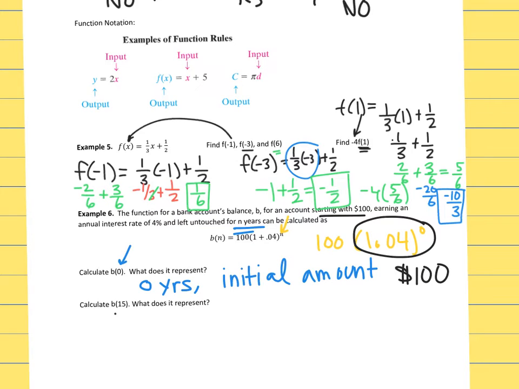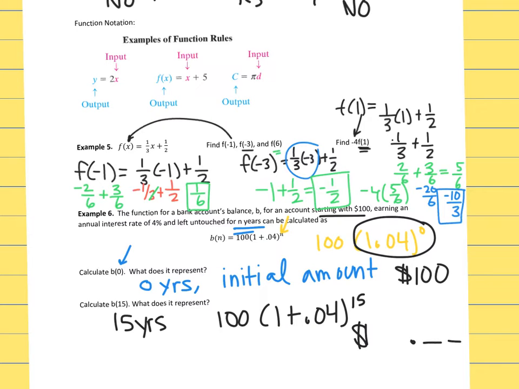And then if I do B of 15, that represents 15 years. So I'm going to plug in 15. Okay, and you can put this in your calculator, and then I would round to 2 decimal places. Because we're talking about money, you always want to have 2 decimal places.